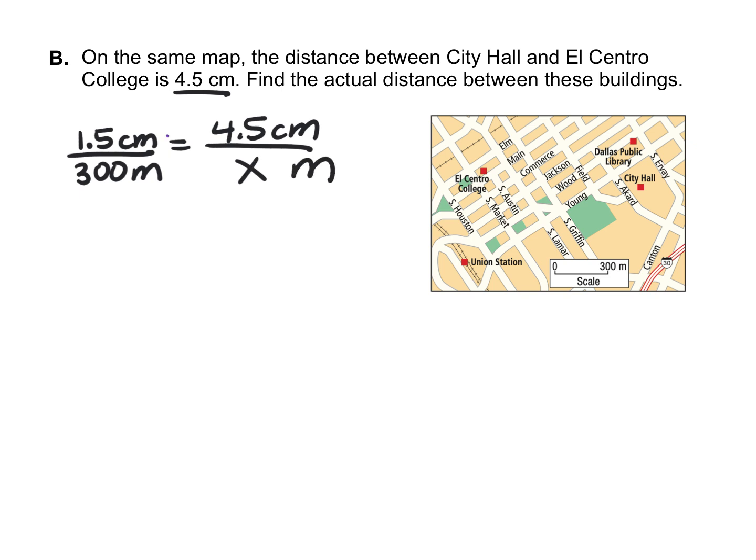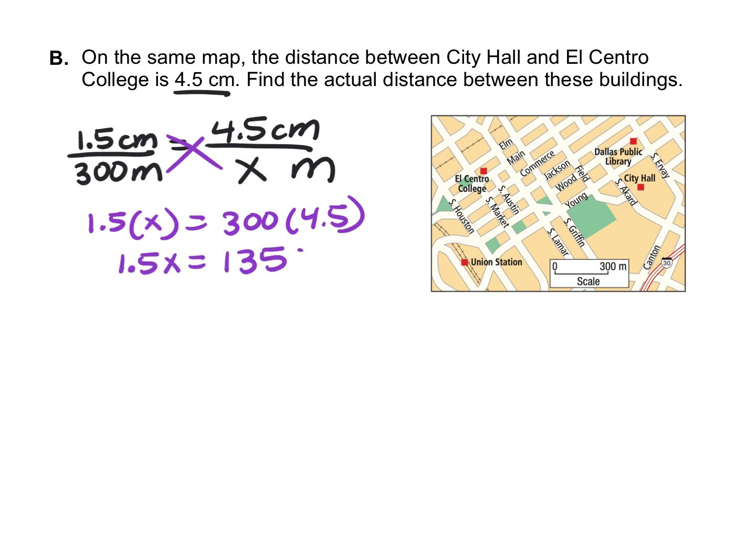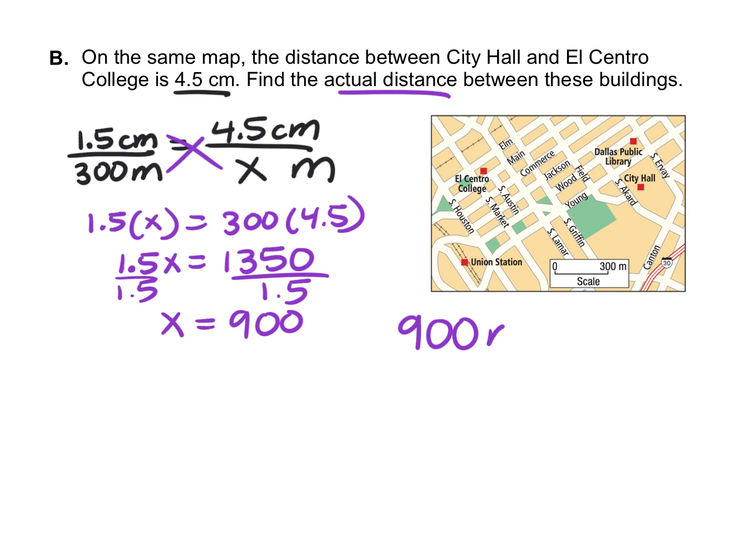Let's go ahead and do our cross products. 1.5 times x equals 300 times 4.5. We'll grab our calculators to get 1.5x equals 1,350. Divide by 1.5. And that'll give us our answer. It is 900. So the actual distance between these buildings is 900 meters.